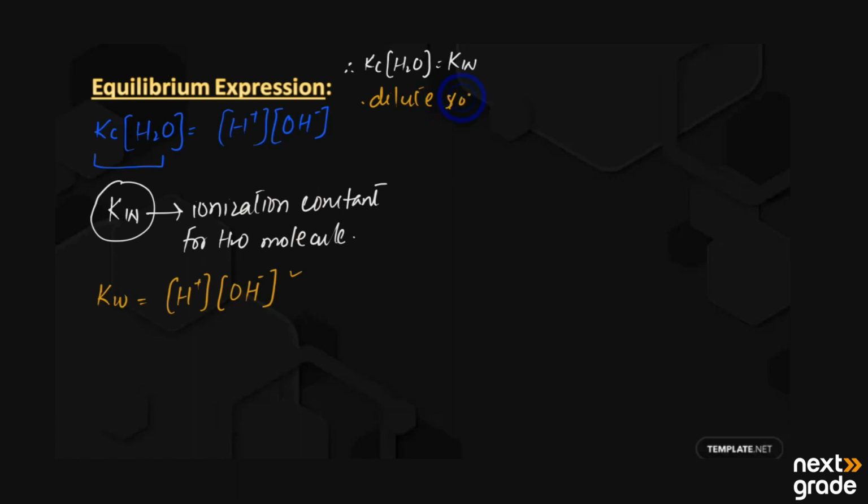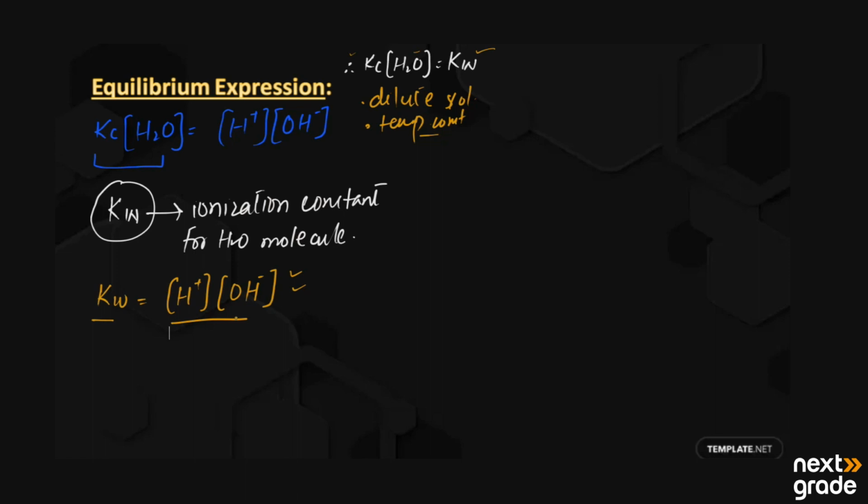The main thing is that we need to keep the temperature constant. So the constant, the mathematical product of Kc and the water concentration, we write as Kw. So Kw can also be expressed like this: Kw is the molar concentration of H+ times OH- ions.